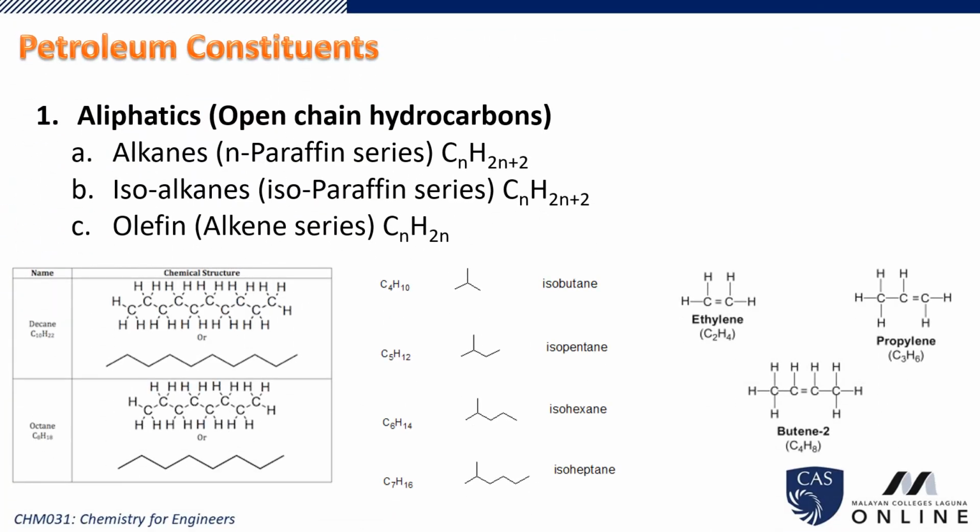In terms of the petroleum constituents, we have hydrocarbons. The first one is aliphatic hydrocarbons, and this includes alkanes, isoalkanes, and olefins. Hydrocarbons can be classified into open chain or closed chain hydrocarbons. Each group differs in structure and performance.